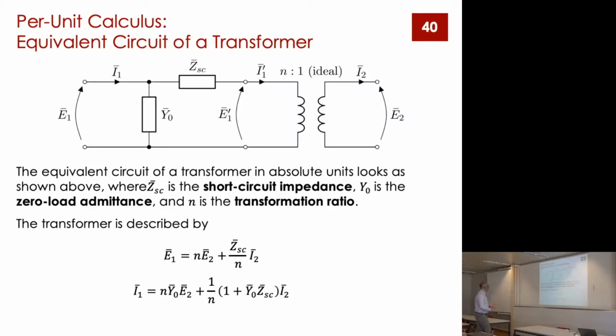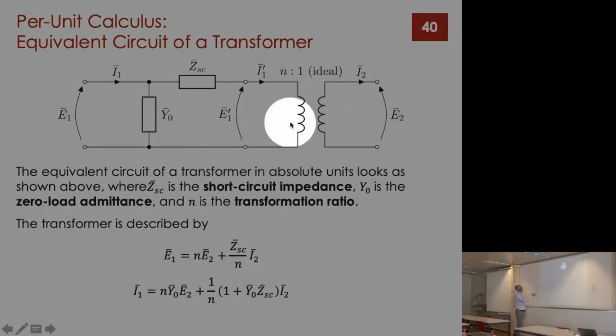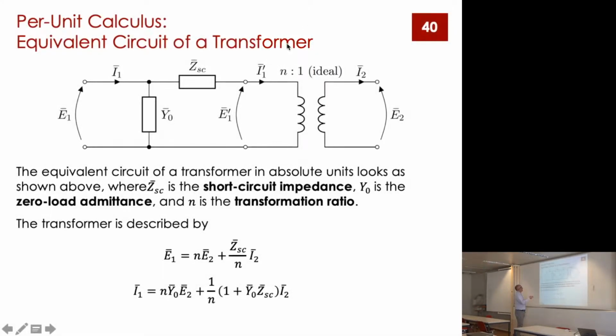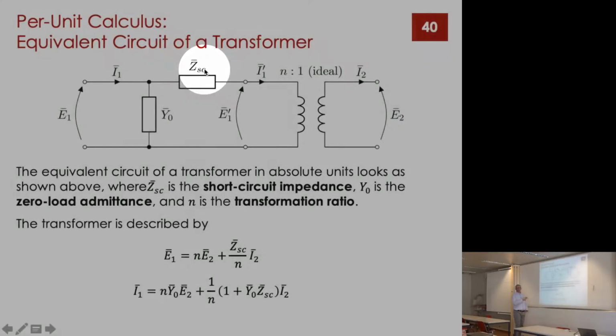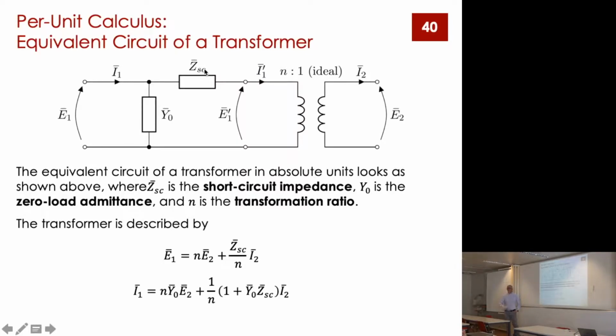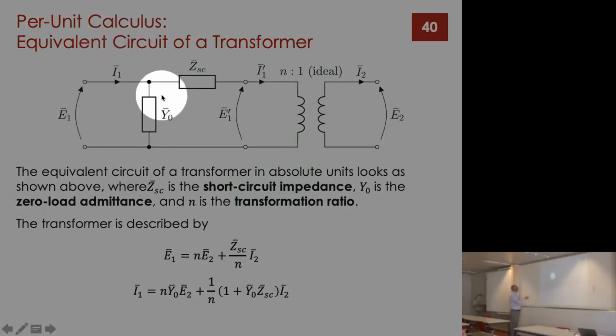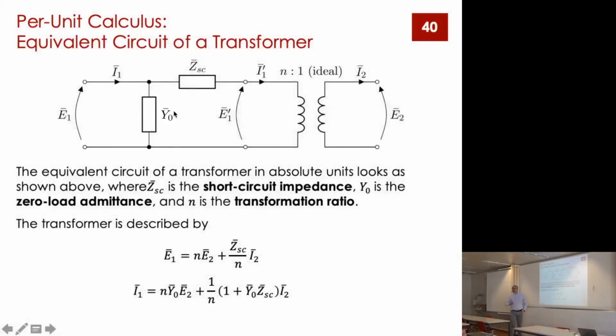So this is the equivalent circuit of the machine. It's composed of an ideal transformer, which steps E1 to E2 by a factor of n, and steps the current down by a factor of n. In series with the ideal transformer, I have a longitudinal short circuit impedance, ZSC, which is a characteristic of the machine that I can measure, and a shunt magnetization admittance, Y0, which I can also measure. So this is for a real machine.